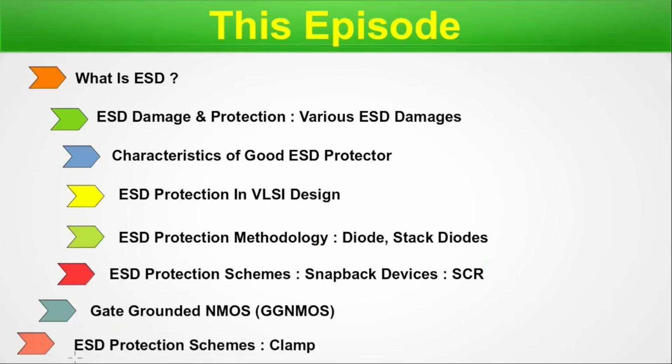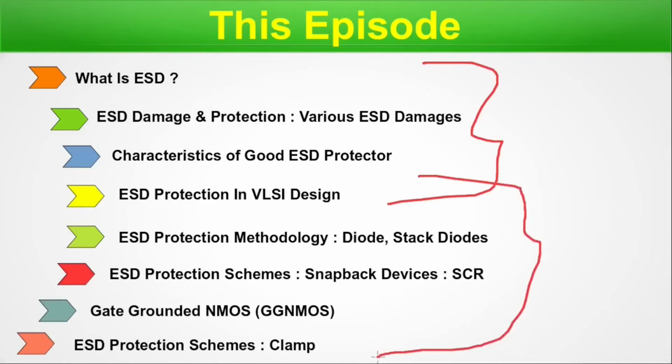Finally, we will cover the various ESD protection schemes, that is the types of different clamps that are used for ESD protection. In today's episode, first we will talk about the ESD damages and qualities of good ESD protection, and in the next section we will talk about what we do in the VLSI design, and we will go up to the cell level where we use the different devices to protect against ESD, and we will talk about various schemes that are used to protect against ESD.